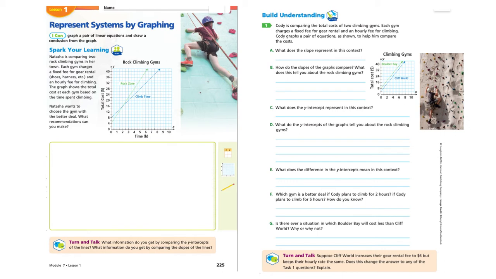So if we look at the build understanding here, again, someone's comparing climbing gyms. Cody is comparing the total cost of 2 climbing gyms. Each gym charges a fixed fee for gear rental and an hourly fee for climbing. Cody graphs the pair of equations as shown here. This is a little bit smaller, but there's his graph to help him compare the costs.